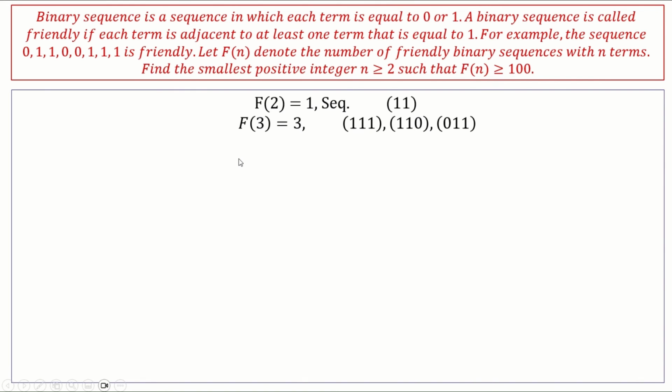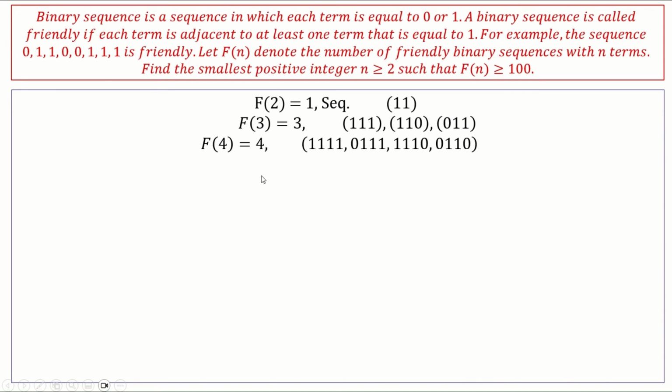Now, f of 3: there are three solutions possible. 111, 110, 011. I don't need to explain this; I need to explain why something is not possible. So take 101. Why is it not possible? Because the 0 has both neighboring ones, but the first one and last one don't have a neighboring one, because it is 101. So these are the three possible. No other combination is possible.